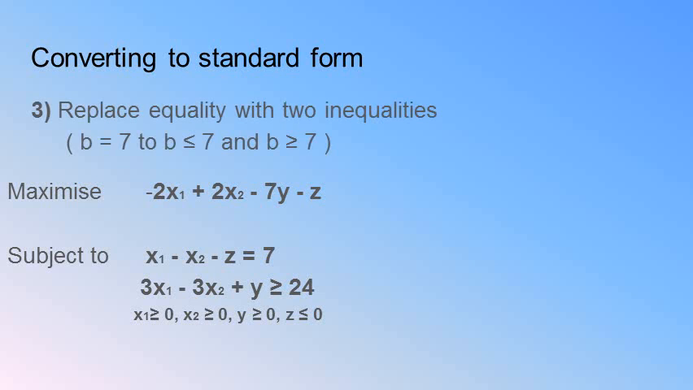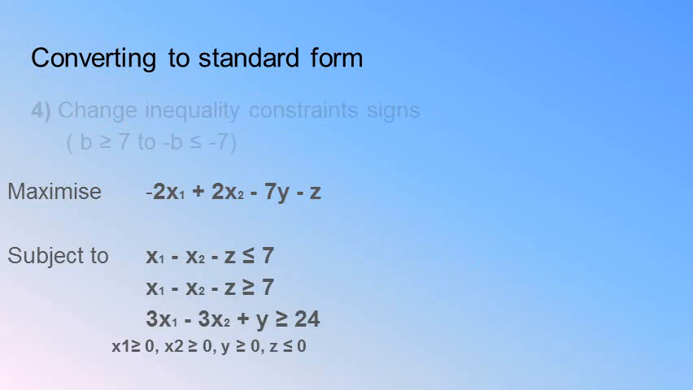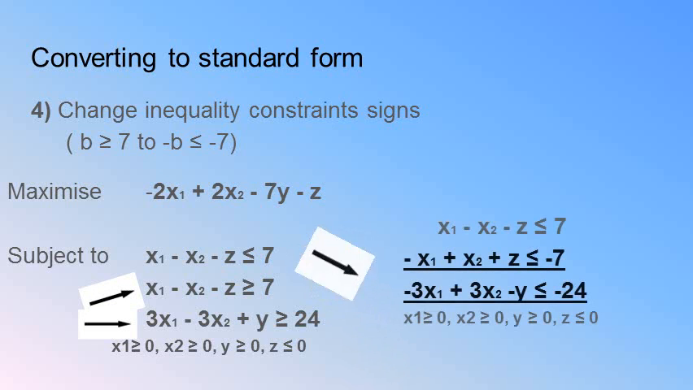Now we replace any equalities with two new inequalities. So x1 minus x2 minus z equals 7 becomes x1 minus x2 minus z is less than or equal to 7, and x1 minus x2 minus z is greater than or equal to 7. Since two of the inequalities are greater than or equal to a constant, we need to modify them so that they are less than or equal to that constant. To do this, we negate all the coefficients and make their sign less than or equal to.